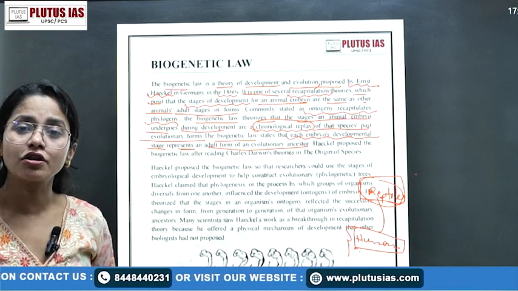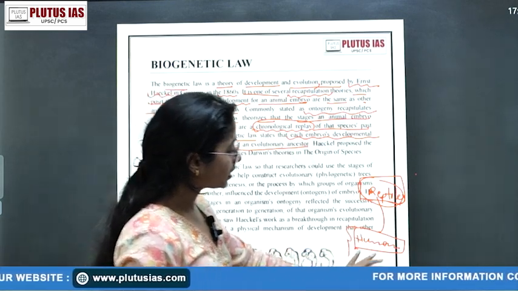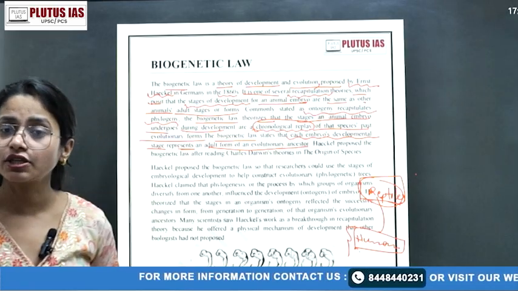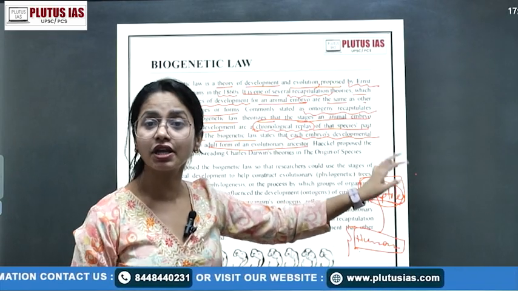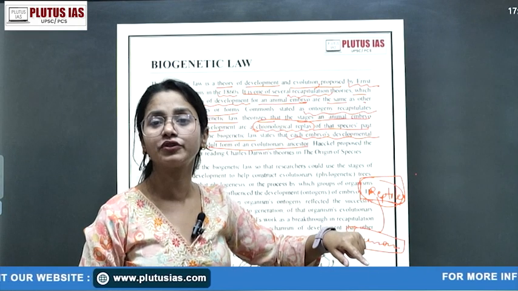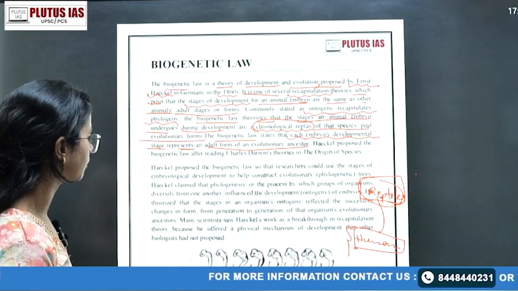Sorry, fishes are also chordates. That means the development of the human embryo actually resembles the gill slits that are present in the adult form of fishes. Okay, so that is something we are talking about.